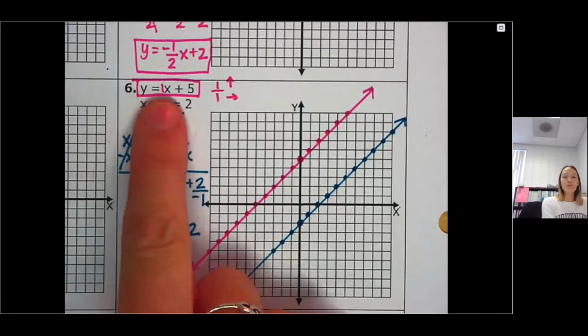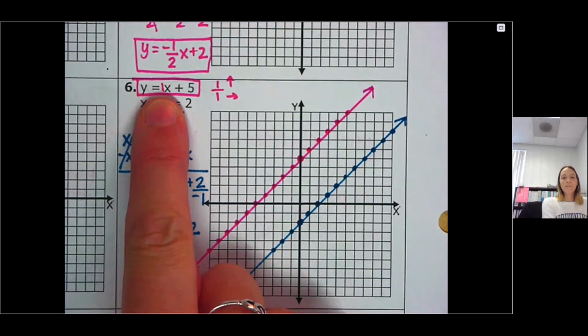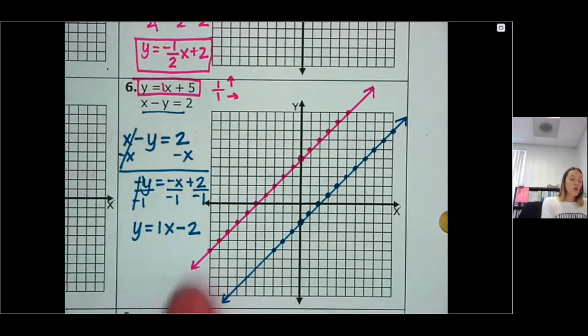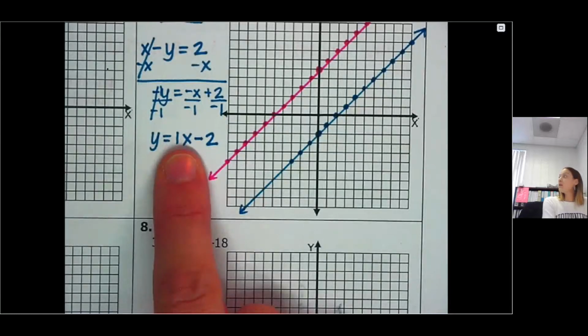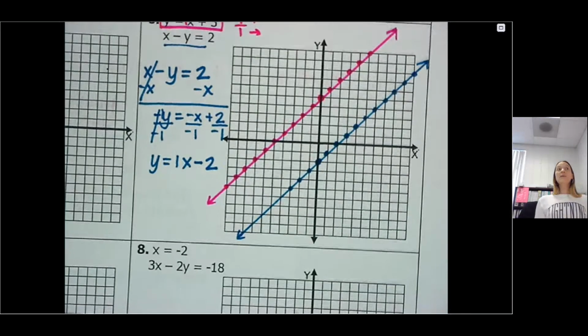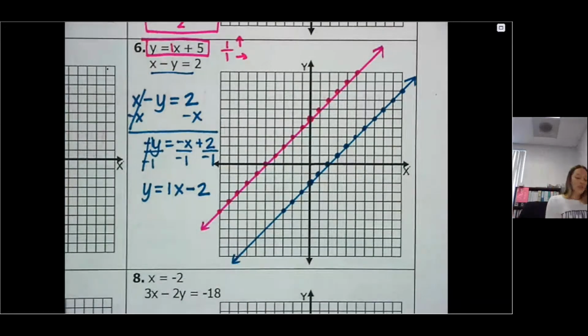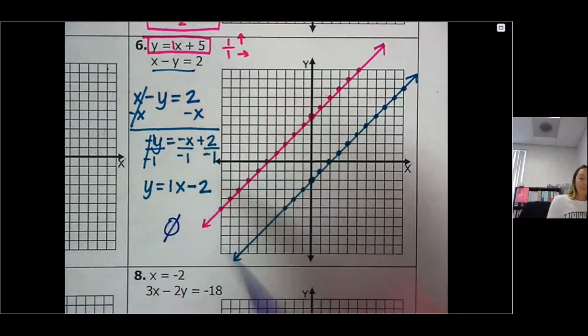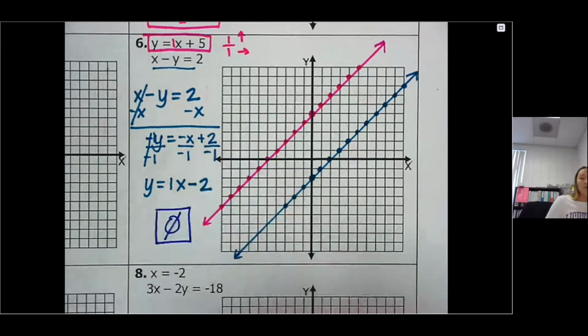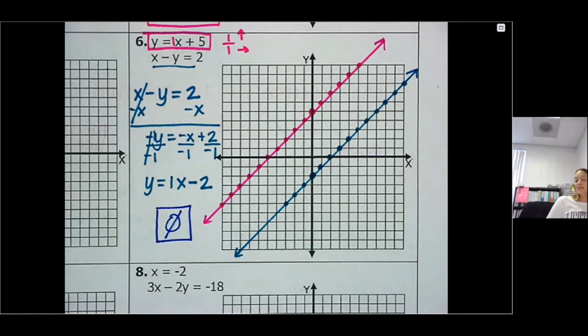What is the slope for the first problem, the pink one, in number 6? It's 1 over 1. What's the slope in the second one? 1 over 1. They're exactly the same. That means they are parallel lines. So what is your answer? How many solutions are there? 0. No solutions. Good. If you want to write the words no solutions, that is fine.